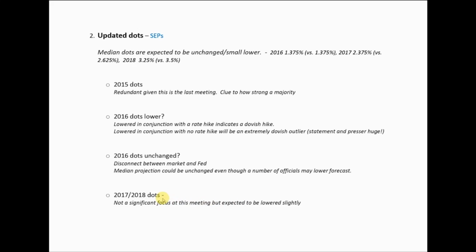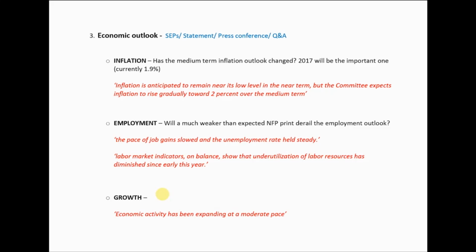Okay, and the 2017-18 dots is not really a significant focus at this meeting, but it's expected to be lowered very slightly. Now, onto the economic outlook. So what are we looking at there? We're looking at the summary of economic projections, we're looking at the statement, the press conference, and the Q&A. So there are 4 potential places where we could get some information about this.